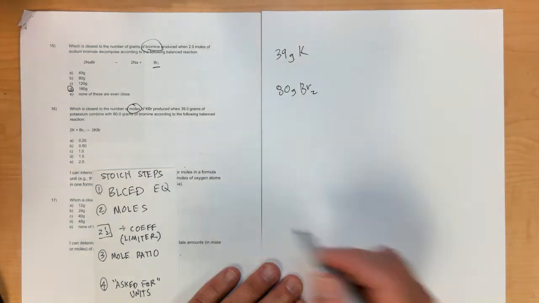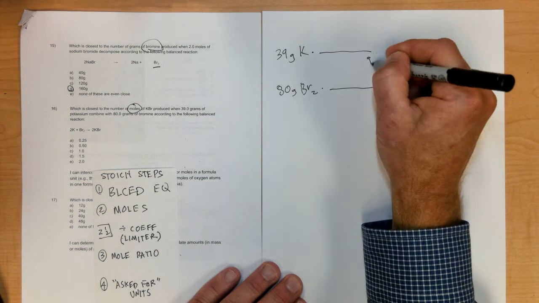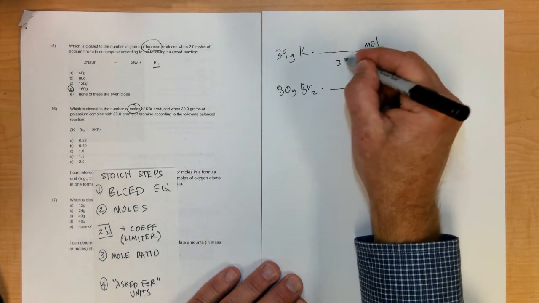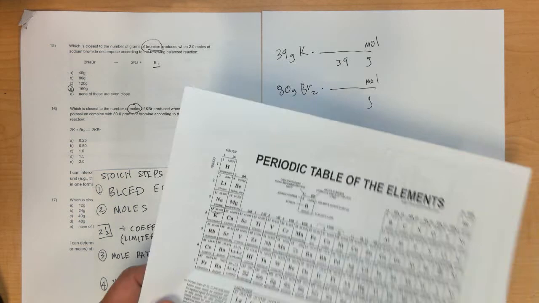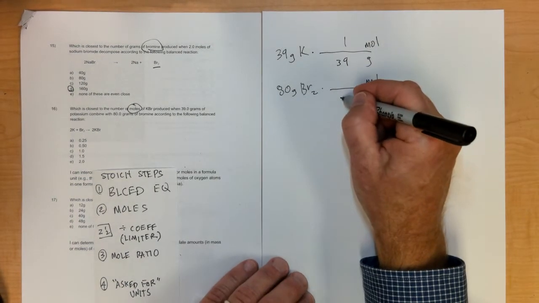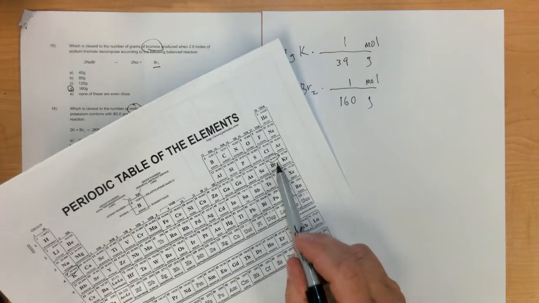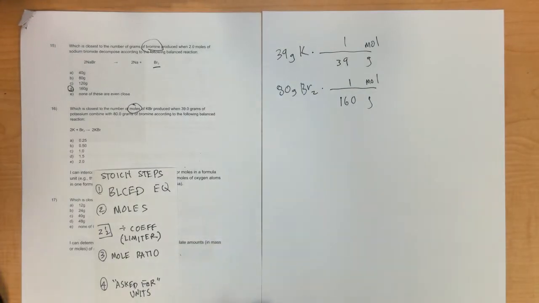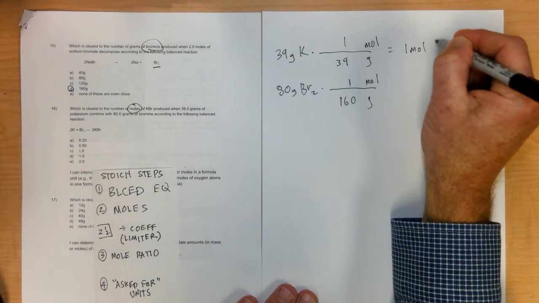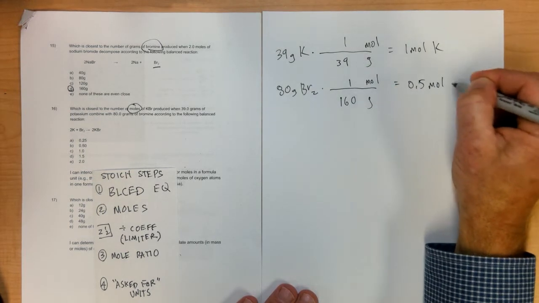They are asking for moles here at the end, so we won't have to do step 4. So convert from grams to moles. Potassium is 39 on the periodic table. If you look on here, here's potassium, 39. Bromine is 160 on the periodic table because bromine is 80 times 2 is 160. 39 times 1 divided by 39 is 1 mole of potassium. 80 divided by 160 is 0.5 moles of bromine.